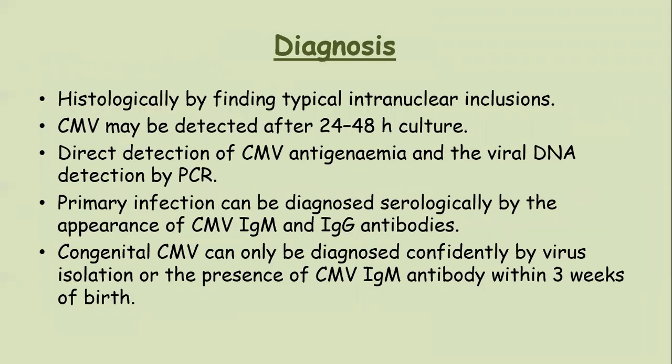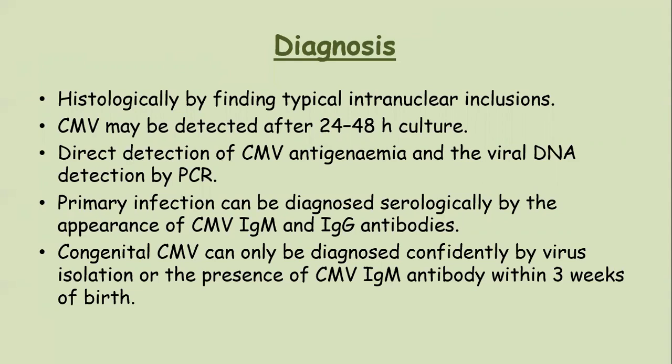Diagnosis. It is histologically diagnosed by finding typical intranuclear inclusions. Then it can be detected within 24 to 48 hours in viral cultures. Direct detection of cytomegalovirus antigenemia and viral DNA by PCR. Primary infection can be diagnosed serologically by IgM or IgG antibodies. This is a very common laboratory test nowadays.